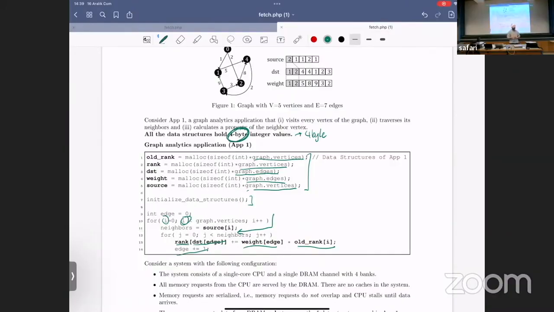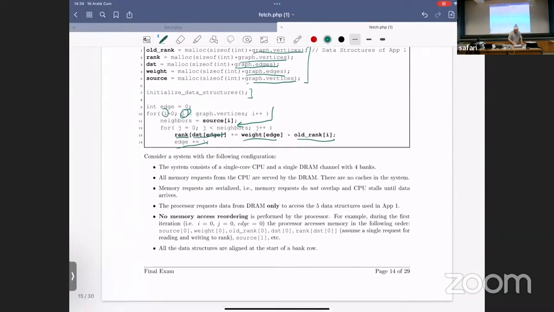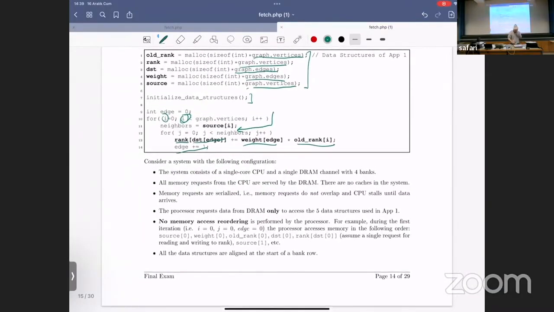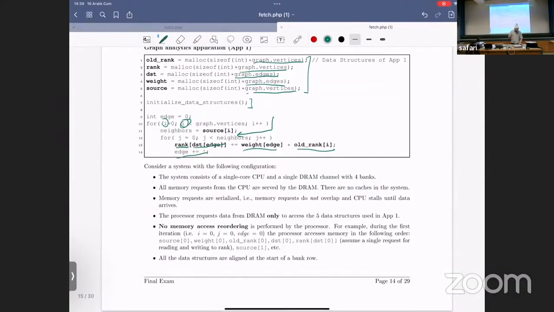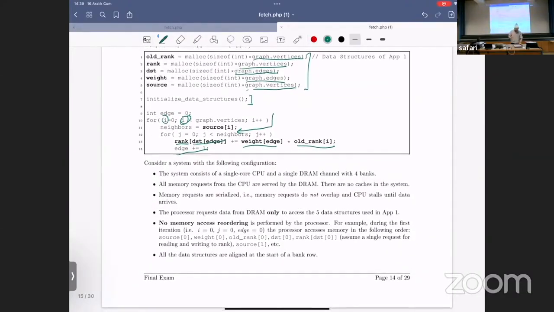So we have 5 memory accesses in total, right? Then the question gives us the configuration of the system. The system consists of a single core CPU and a single DRAM channel with 4 banks. All memory requests are served by DRAM. There are no caches in the system.